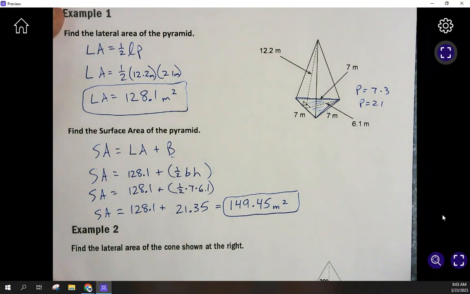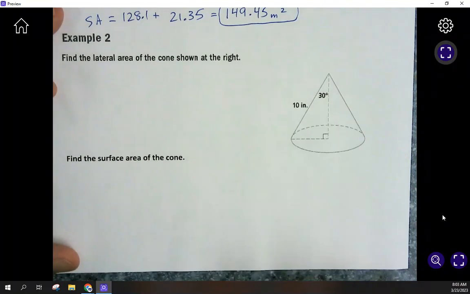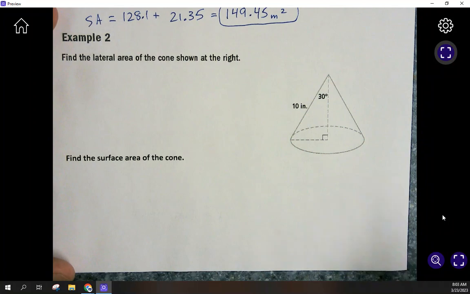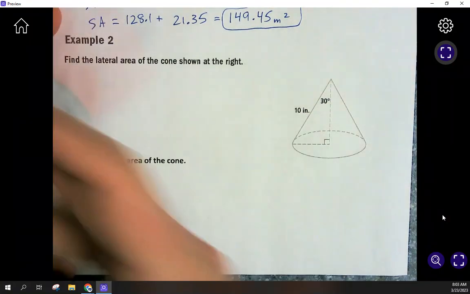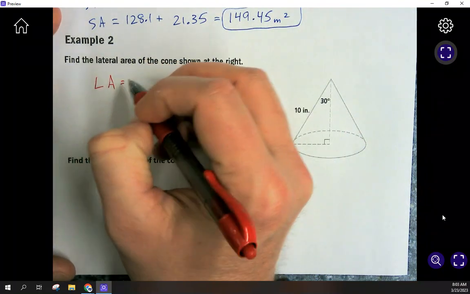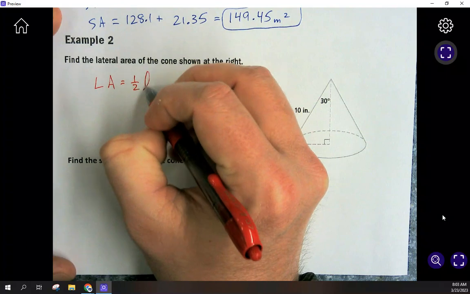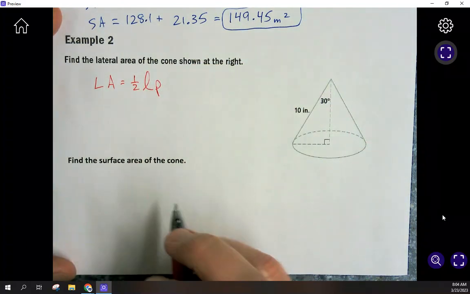All right, let's drop down and try a cone, and then you are off and running. So example number 2, let's find the lateral area first of the cone, and then we will find the surface area. So we're going to use the same formula. We're just going to have to think about how we find certain things in a circle. Lateral area, though, is still half of the slant height times perimeter.